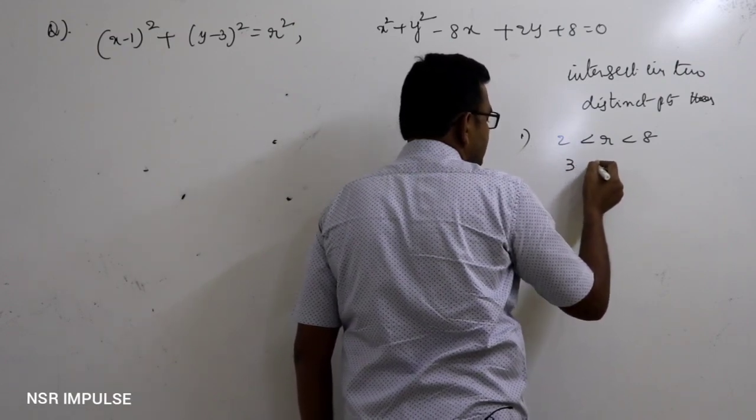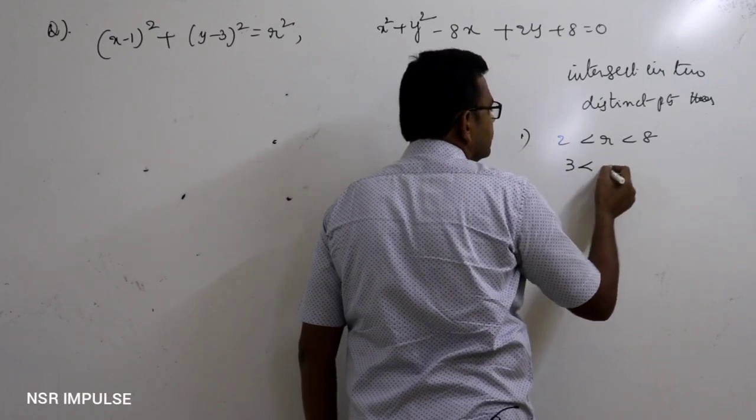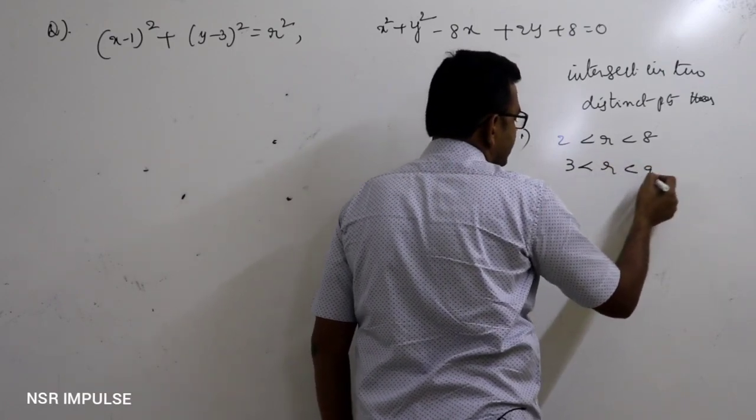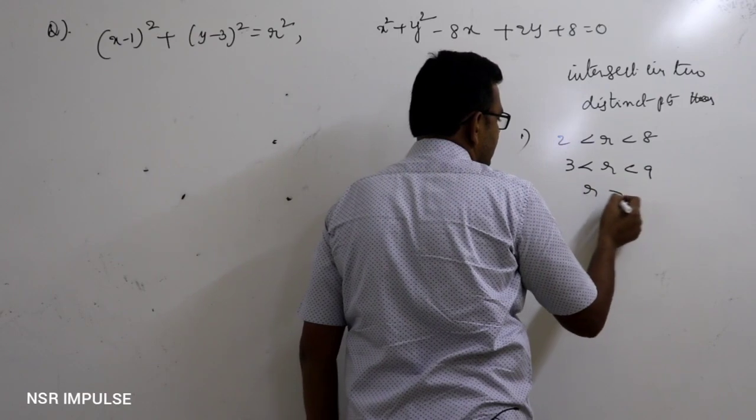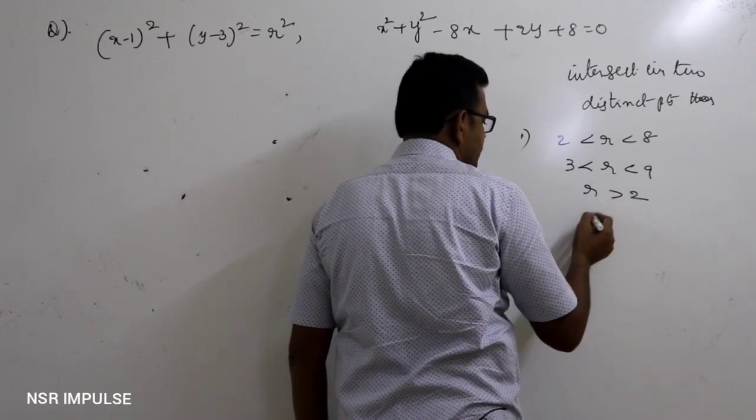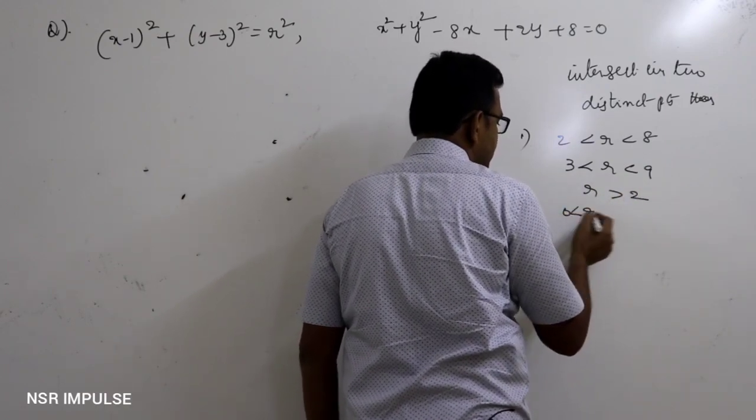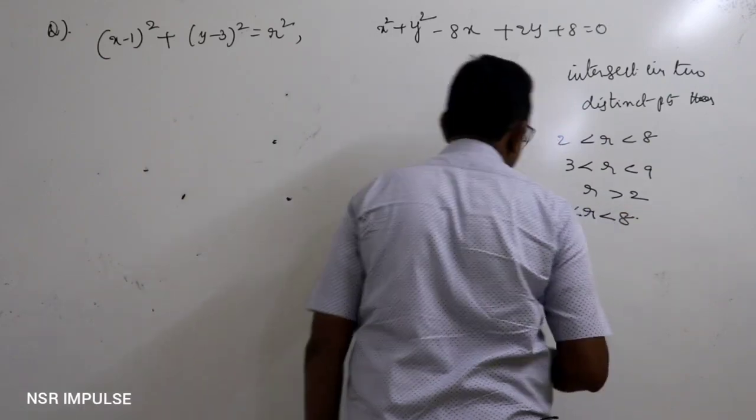Next, 3 less than r less than 9. Next, r greater than 2. So 0 less than r less than 8.